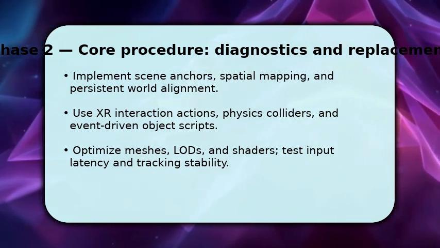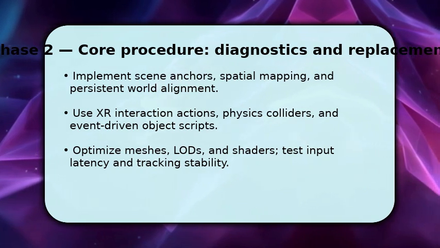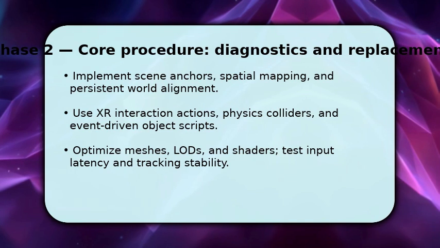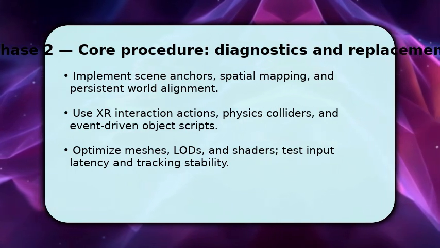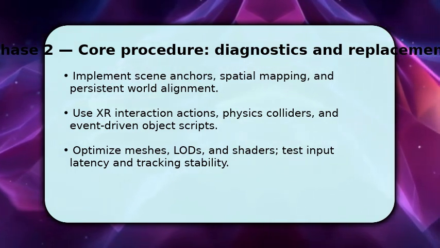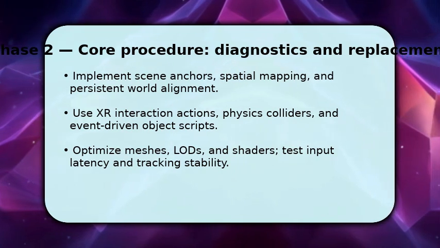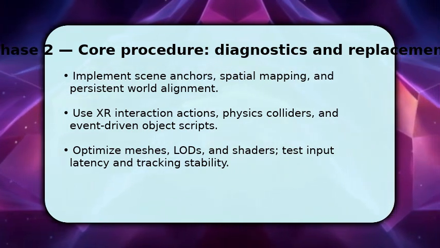At the same time, apply physics colliders and predictable object states to prevent jitter. Because performance matters, optimize meshes and shaders, reduce draw calls, and test tracking latency. Doing that early prevents awkward interactions later.